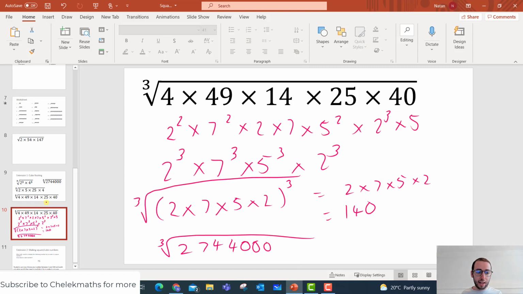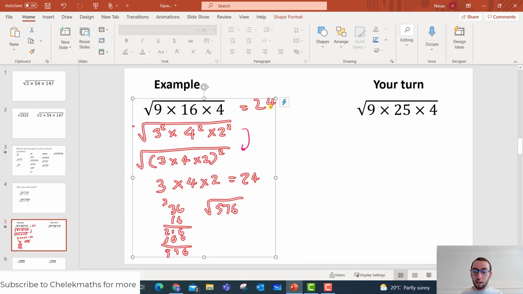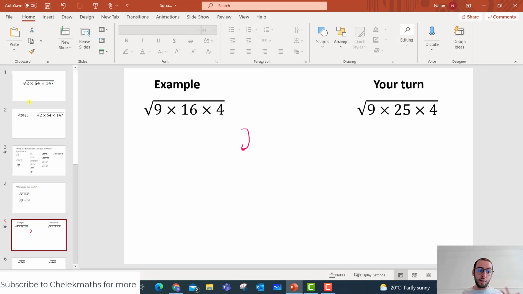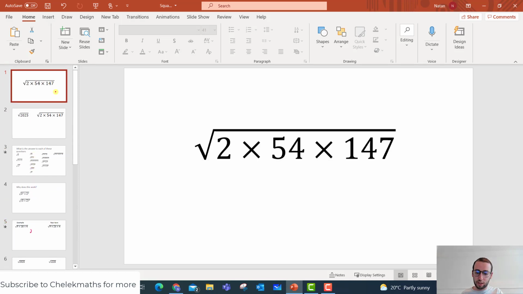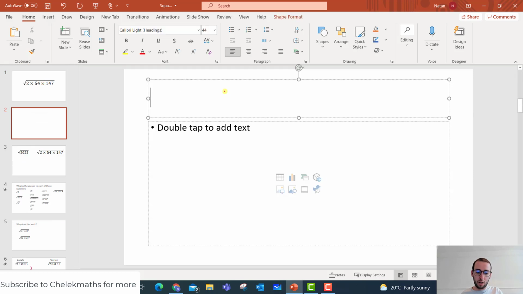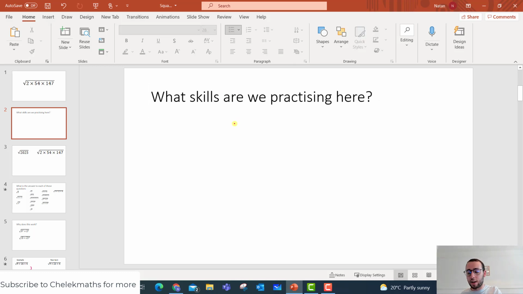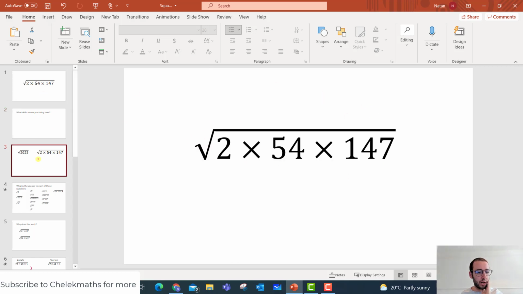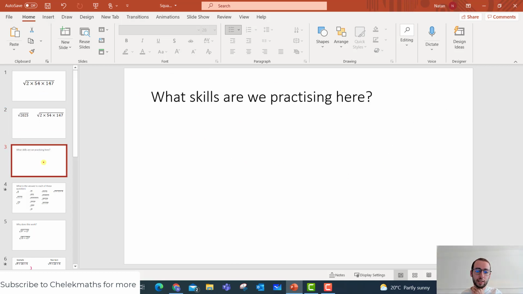So what we have here is a nice single lesson where you're thinking about square numbers and cube numbers. When I talk to other teachers about this, we ask what skills we are practicing here. And you can do this with kids at the end or beginning of the lesson. When we look at these two questions, what skills are we practicing here?